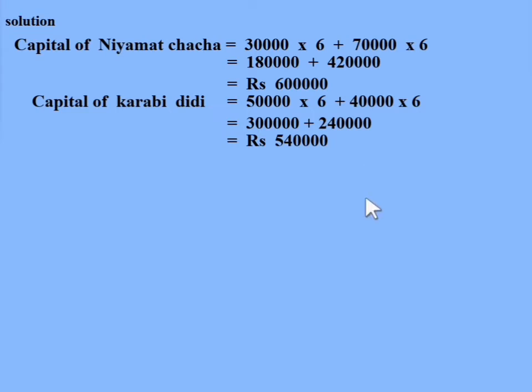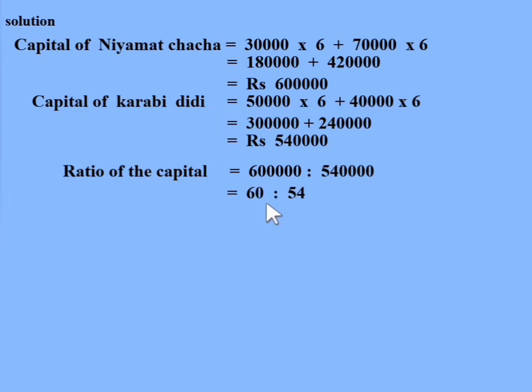We have to find their ratio. Ratio of capitals is equal to 6 lakhs is to 5,40,000. Divided by 10,000 we get 60 is to 54. Again divided by 6 we get, 6 10s are 60, 6 9s are 54. So the ratio of their capitals is 10 is to 9. Sum of the ratio, we have to add them. 10 plus 9 equals 19.